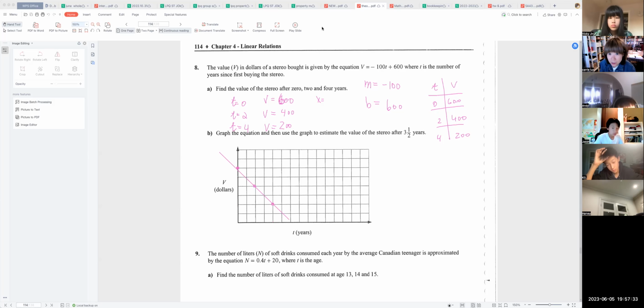Okay, so now it says graph the equation and then use the graph to estimate the value of the cereal after 3.5 years. So we're going to say 1, 2, 3, 3.5. So what is that? 100, 200, and I'm going to say $250 is the answer. So let's see, is it right? So t equals 3.5. So v equals negative 100 times 3.5 plus 600 equals 250. And we get it right.